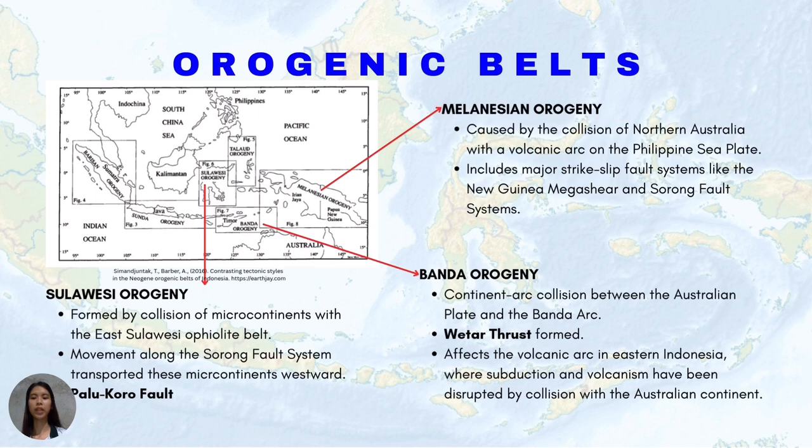It is caused by the collision of northern Australia with the volcanic arc on the Philippine Sea Plate. Because of the collision, there is a massive uplift of the central ranges, including Puncak Jaya, the highest peak in Southeast Asia with an elevation of 4,884 meters. It includes major strike-slip fault systems like the New Guinea Mega Shear and the Sorong fault systems.